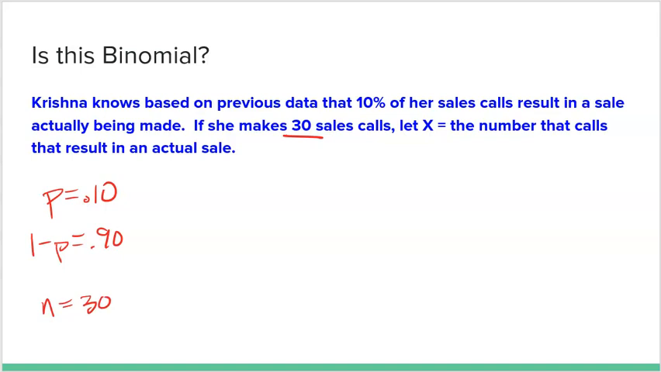Now, I'm not going to do it, but it is possible to make a list of all the different outcomes. 0 sales, 1 sale, 2 sales, 3 sales, 4, 5, 6, 7, 28 sales, 29 sales, or she could make 30 out of 30 phone calls and they all get sales. Now, as long as the probability of success stays the same, 10% chance on every call, it's independent. What happens on one phone call, good or bad, success or fail, should not impact the next. That's an assumption we can make. And again, every phone call, it's either going to be a success, we made a sale, or failure, we did not. So this would be a binomial situation.